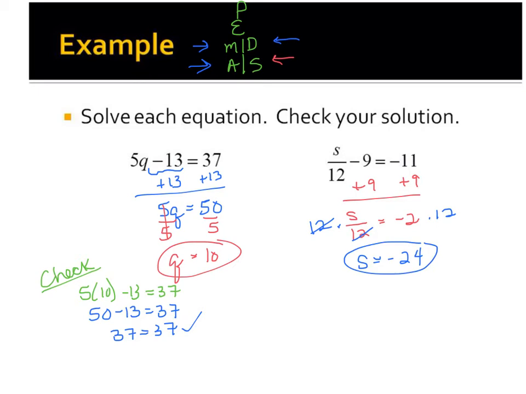And my check is going to be negative 24 divided by 12 minus 9 equals negative 11. Following your order of operations, you would divide before you subtract. So that's negative 2 minus 9. And negative 2 minus 9 is negative 11. There we go.